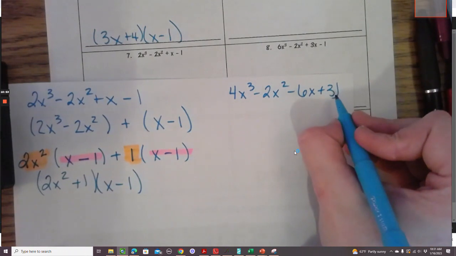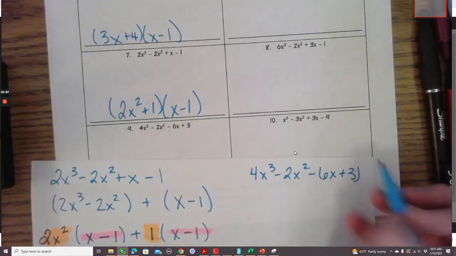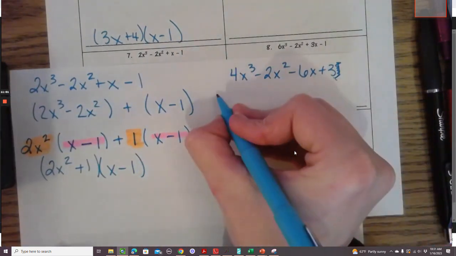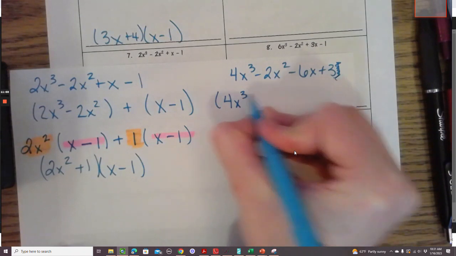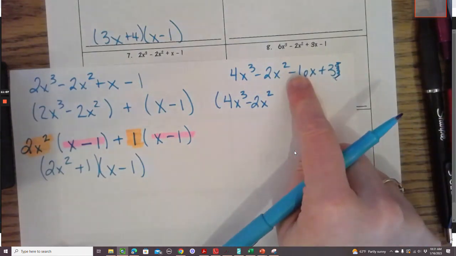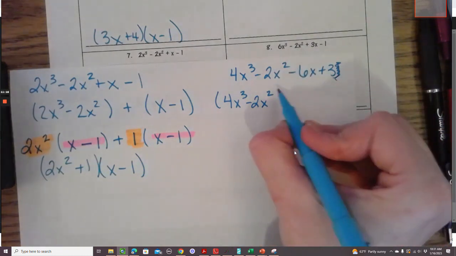What did I do here? Plus, oh, I don't need this at the end. It's this one. Okay. So make two groups, 4x cubed minus 2x squared. Now, this minus sign. Oh, wait, are we doing number 8? 9. We're doing 9. Here's how I do this.